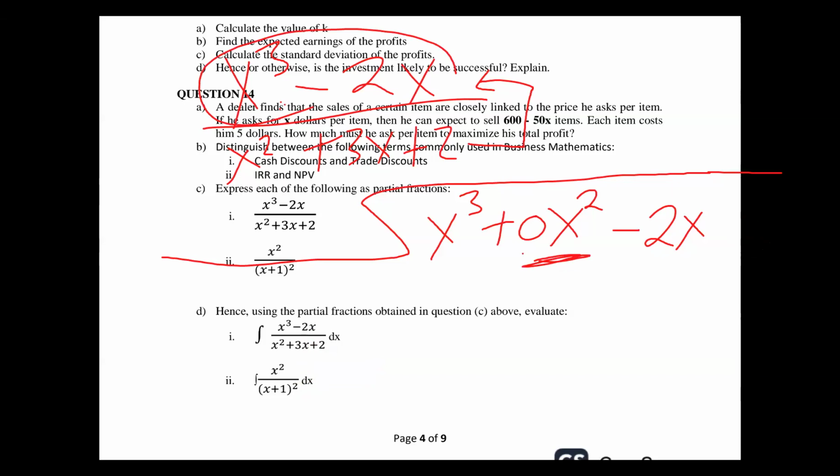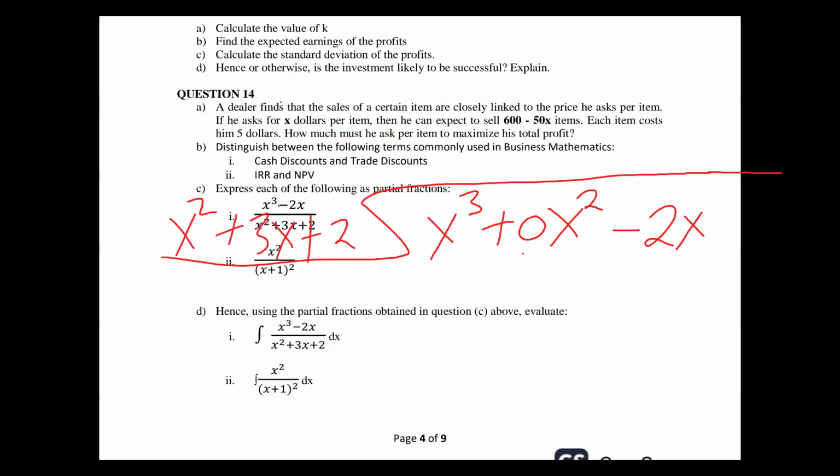We haven't changed anything. So when we get here, you will divide x squared plus 3x plus 2 into this particular function. And when you have all these, then we can proceed. So let's start dividing first. We reduce this fraction.